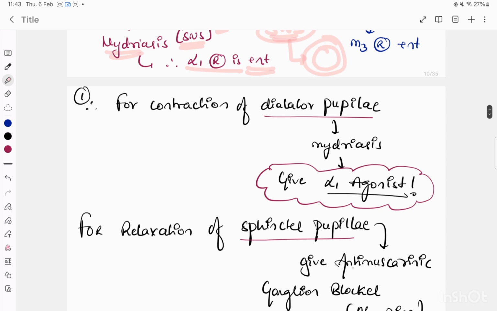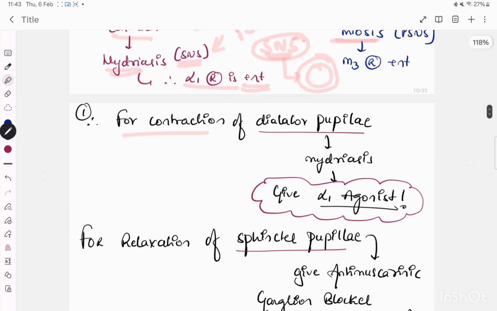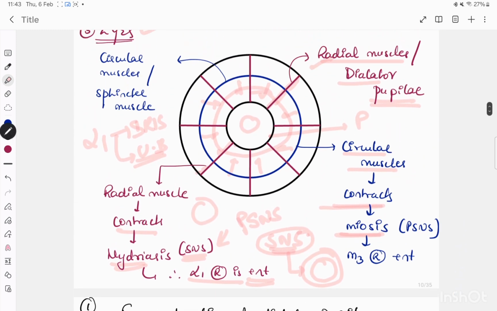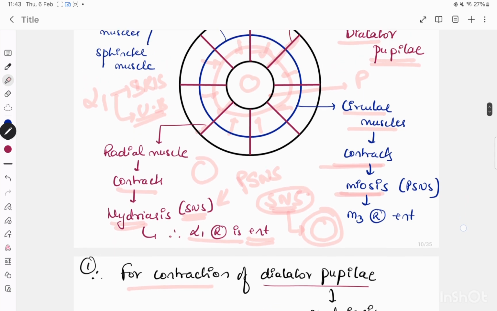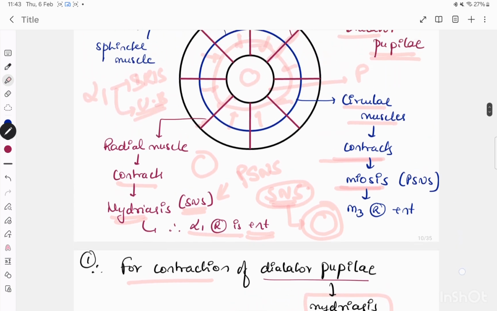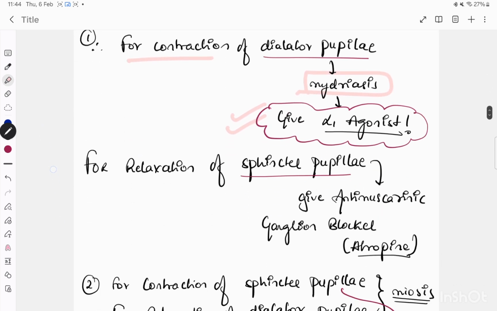The same thing I am writing below. See, for the contraction of dilator pupillae, what is dilator pupillae? It is nothing but our radial muscle. For the contraction of dilator pupillae, that is the radial muscle, what do I need to give? I need to give an alpha 1 agonist. That is for mydriasis. Mydriasis takes place, so I need to give an alpha 1 agonist over here. Look at this. I have to give an alpha 1 agonist because the alpha 1 receptor is present there. I hope you're getting this.